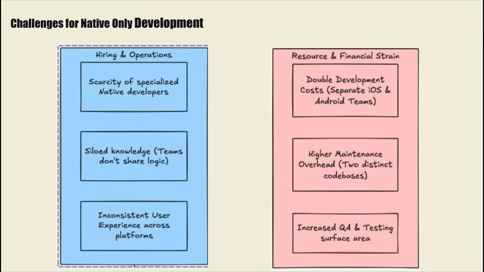The problems that we have in native-only development are, in terms of hiring and operations, a scarcity of specialized native developers. So the hiring time can increase for the team and there is no sharing of logic between different platforms even though the application is the same with the same business logic on different platforms. There is no mechanism to share that code, so the development effort is high here and there can be inconsistent user experience because different platforms might have different sets of features that are focused only on that device.